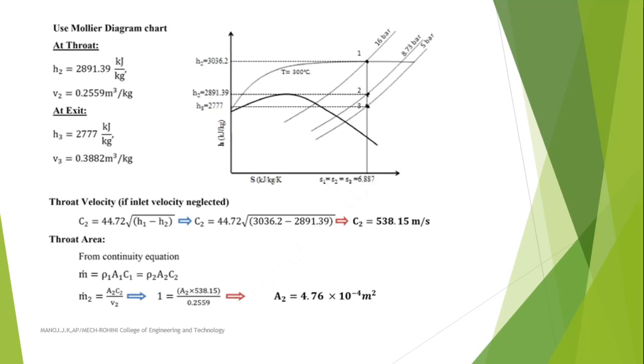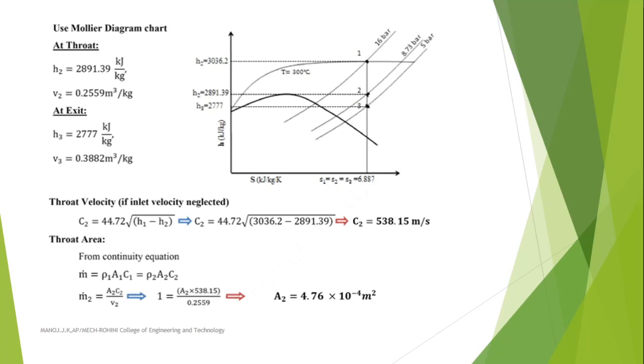Then to find the throat area, by using the continuity equation, mass m is equal to rho 1 A1 C1, which is equal to rho 2 A2 C2. Rho, the density, has the formula mass by volume. The formula for specific volume is volume by mass. So there is a relation between the density and specific volume.